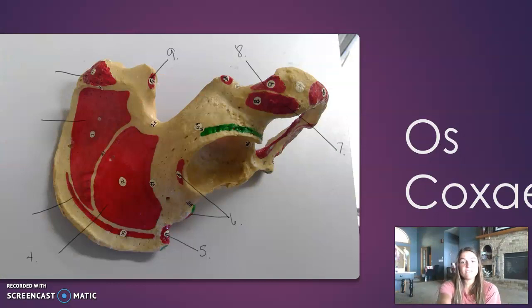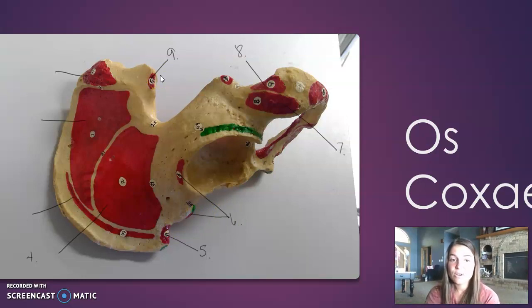And then again for the os coxae, we have number 1 is the origin for the glute maximus. Number 2 is the origin for the glute medius. Number 3 is the origin for the TFL. Number 4 is the origin for the glute minimus. Number 5 is the origin for the sartorius. Number 6 is the origin for the rectus femoris.